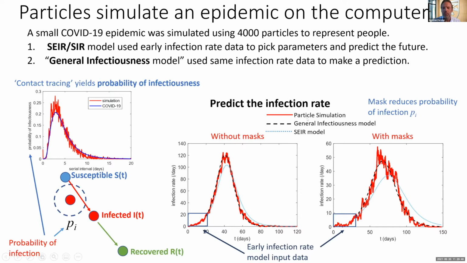So our particle simulation here is shown in red, and the SEIR model would do a reasonable job with some of the predictions, but when a change was simulated, then they often did much more poorly, like this one where we're simulating wearing of masks. On the other hand, the general infectiousness type of model was able to adapt to those changes and generally did a better job predicting the infection rate from the simulations.